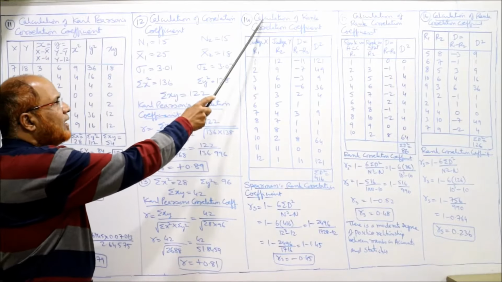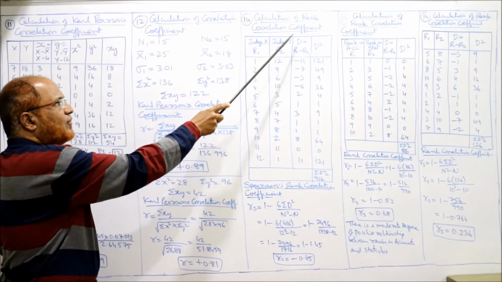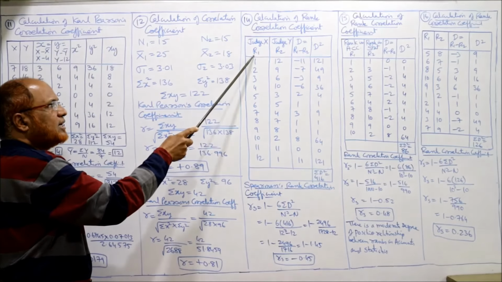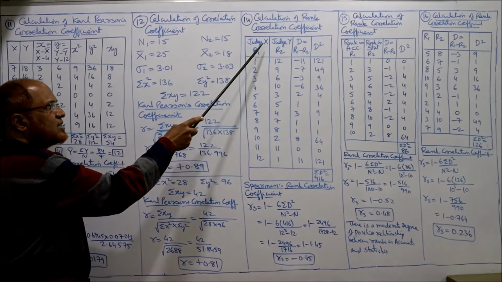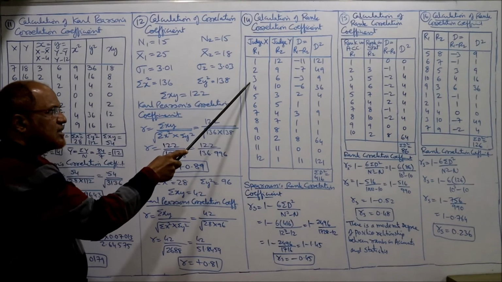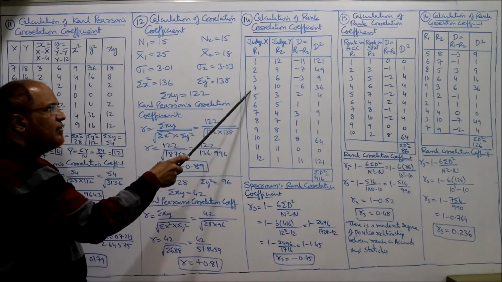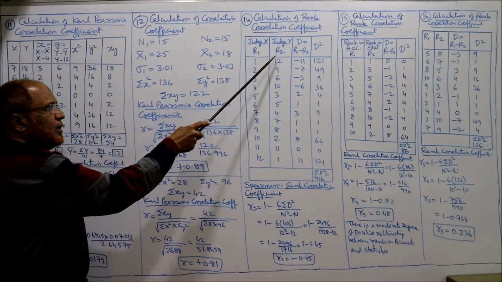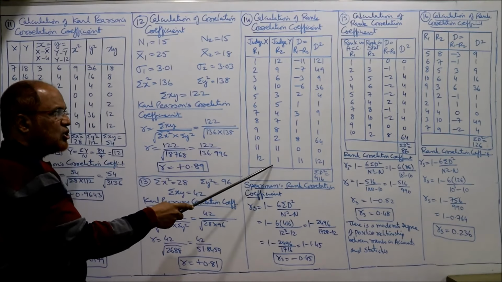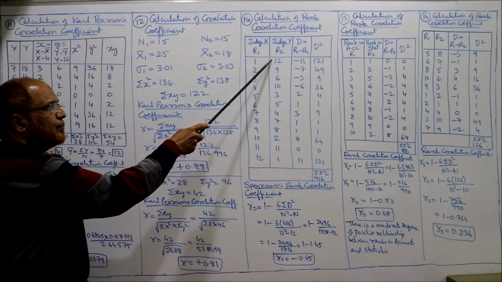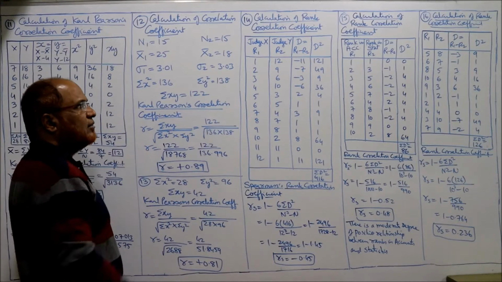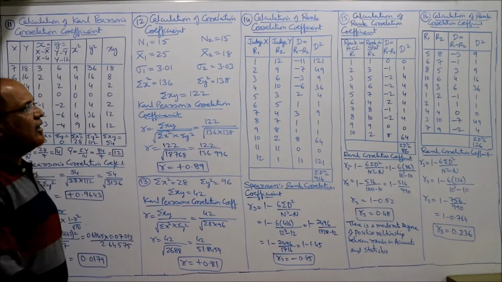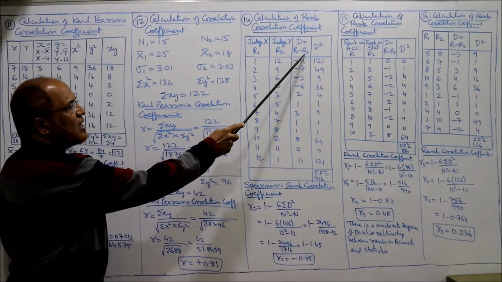See, calculation of rank correlation coefficient. Judge X ranks, we denote it as R1. These are the ranks given in the problem by X judge. And Judge Y, R2, these are the ranks given by Judge Y. So now we have to calculate D. D stands for difference between the ranks. D is equal to R1 minus R2.